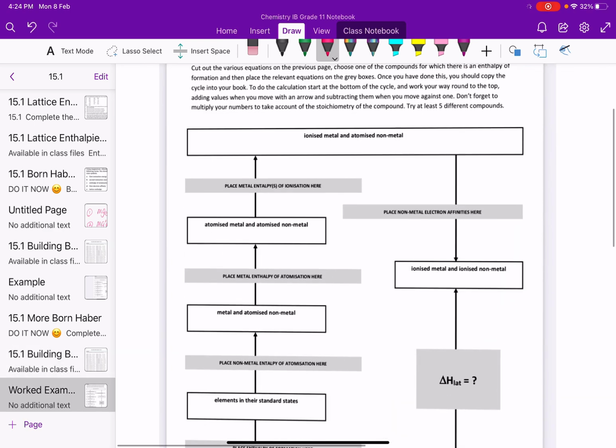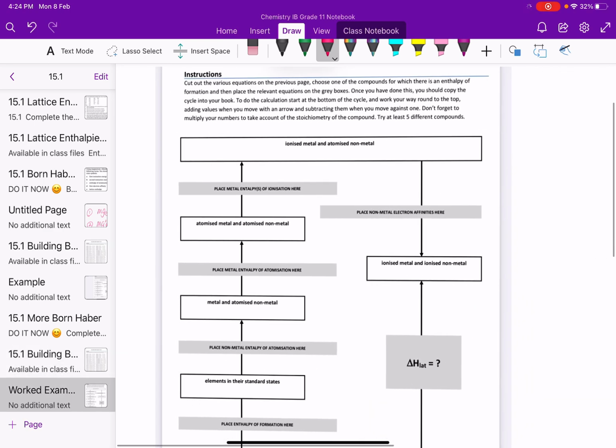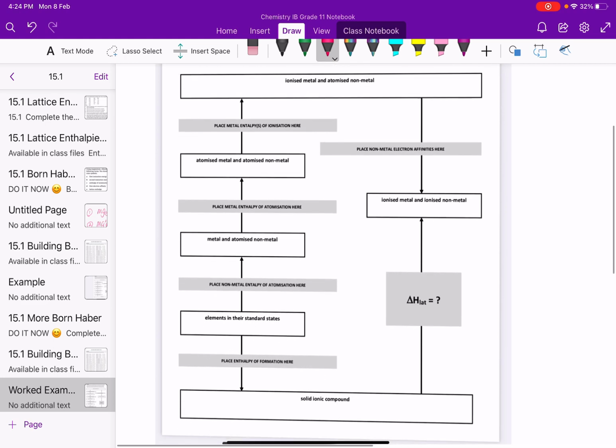So you've got your structure here, and it says cut out, but obviously we don't cut out the various equations on the previous page. Choose one of the compounds for which there is an enthalpy of formation and place the relevant equations into the grey boxes. So the first thing that I'm going to do is place lithium fluoride, which is my solid ionic compound. Lithium fluoride is here. It's a solid ionic compound.